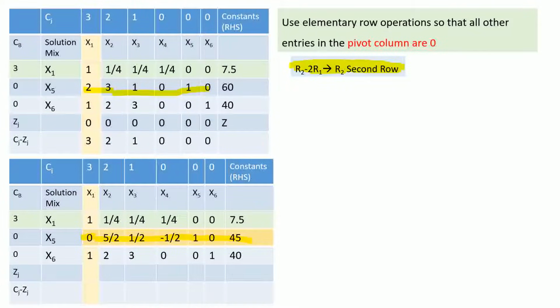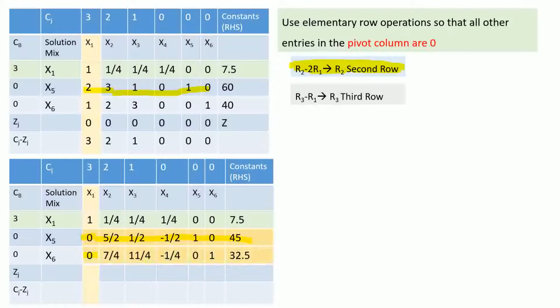And using the other operation, row 3 minus row 1, we can make the value here to be 0. So R3, the third row minus the first row, becomes 0. So 1 minus 1 is 0, 2 minus 1 over 2, 3 minus 1 over 4, 0 minus 1 over 4, 0 minus 0, 1 minus 0, and 40 minus 7.5. So it looks like this.